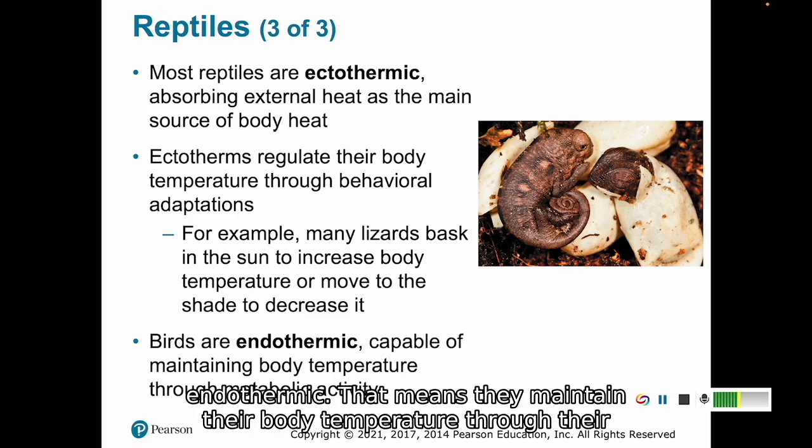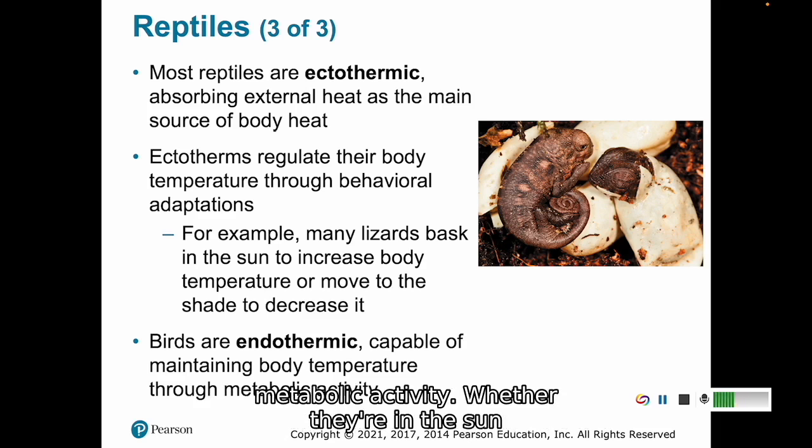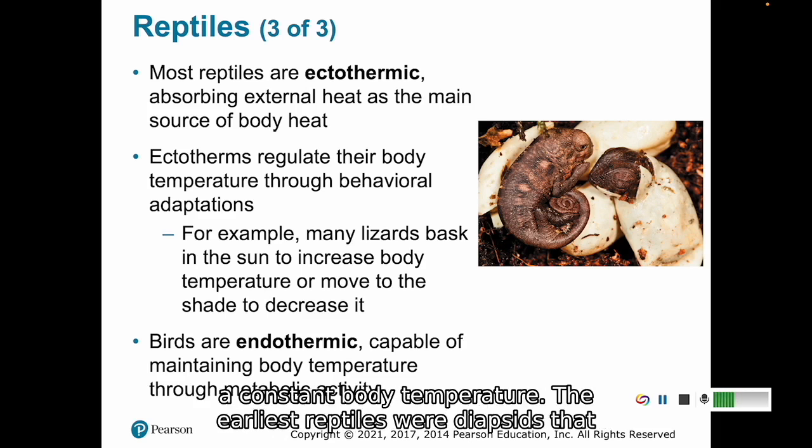Birds, however, are endothermic. That means they maintain their body temperature through their metabolic activity. Whether they're in the sun or in the shade, they should have a constant body temperature.